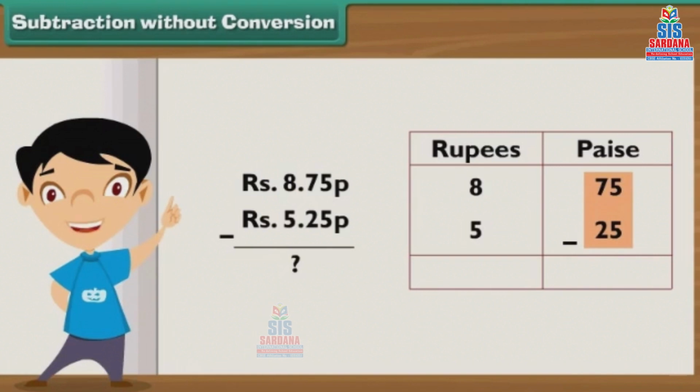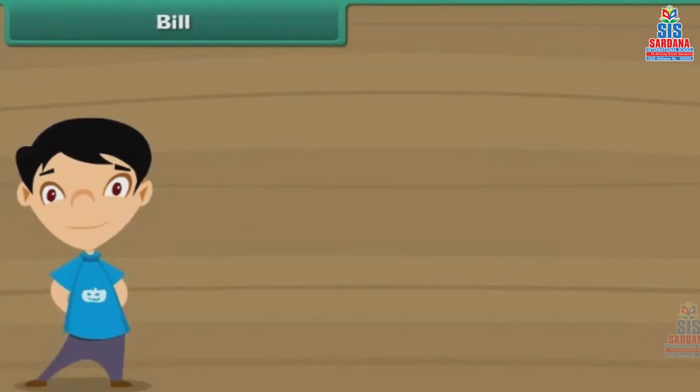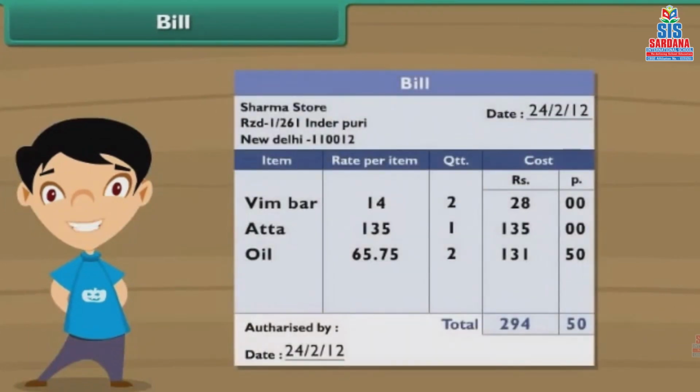Subtract 25 from 75 to get 50. Write 50 in the paise column. Subtract 5 from 8 to get 3. Write 3 in the rupee column, so the answer is 3 rupees 50 paise. Bill. Do you know what a bill is? A bill is a piece of paper which contains details of all the purchases made by you from a shop. The details include the names of the items purchased, their costs, and the total.